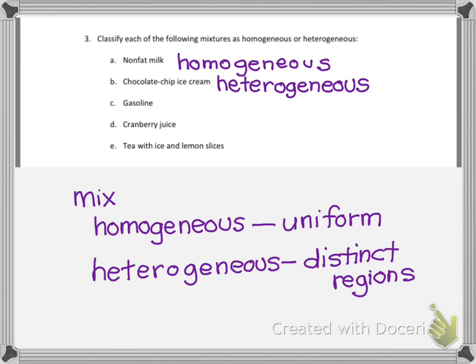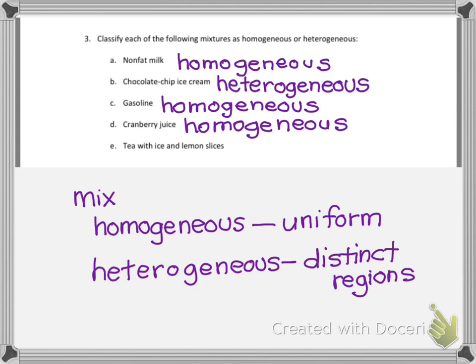Gasoline. If you've ever seen gasoline, it looks uniform. It looks like there's just one substance there, but it's a mixture of a variety of hydrocarbons and other things. And so gasoline looks uniform, and it would be homogeneous. Cranberry juice. Cranberry juice also looks uniform, and so it is homogeneous. Again, remember, uniform means I cannot distinguish the different parts of the mixture.